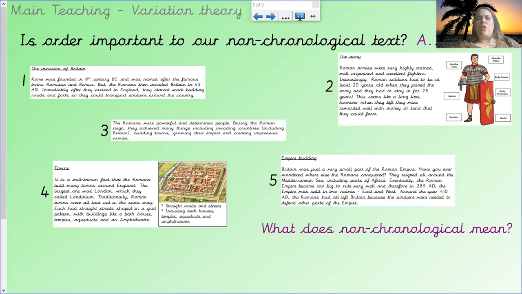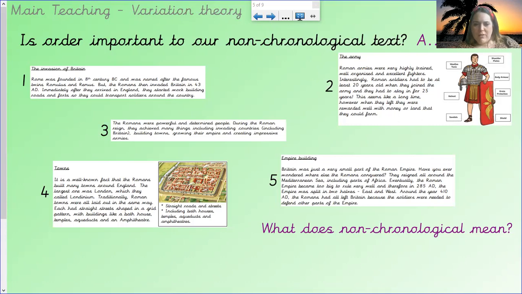Okay, do you think the order is important? It's a non-chronological text. Is our order important? What do you reckon? Have a look. Pause the video and have a think. Non-chronological means when something is not written in time order. So is the order important today? For the most part, no.